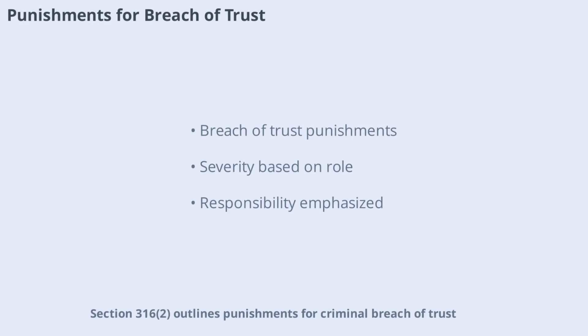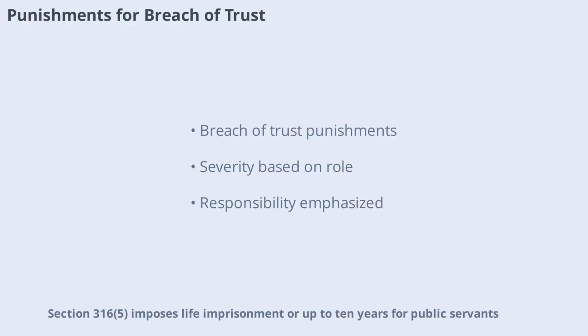Section 316(2) outlines punishments for criminal breach of trust, including imprisonment up to 5 years, fines, or both. Section 316(3) increases penalties for carriers, wharfingers, or warehousekeepers, with imprisonment up to 7 years. Section 316(4) applies similar penalties to clerks or servants.